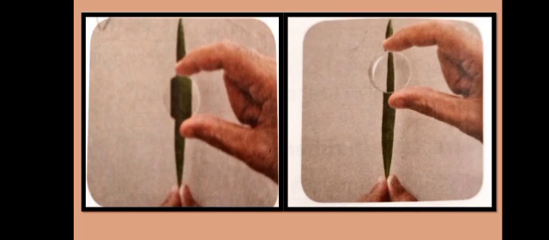This is the view we can see from the lenses. This one is for concave lens, which is used for short-sightedness, and this is the convex lens, which is used in cameras and telescopes.